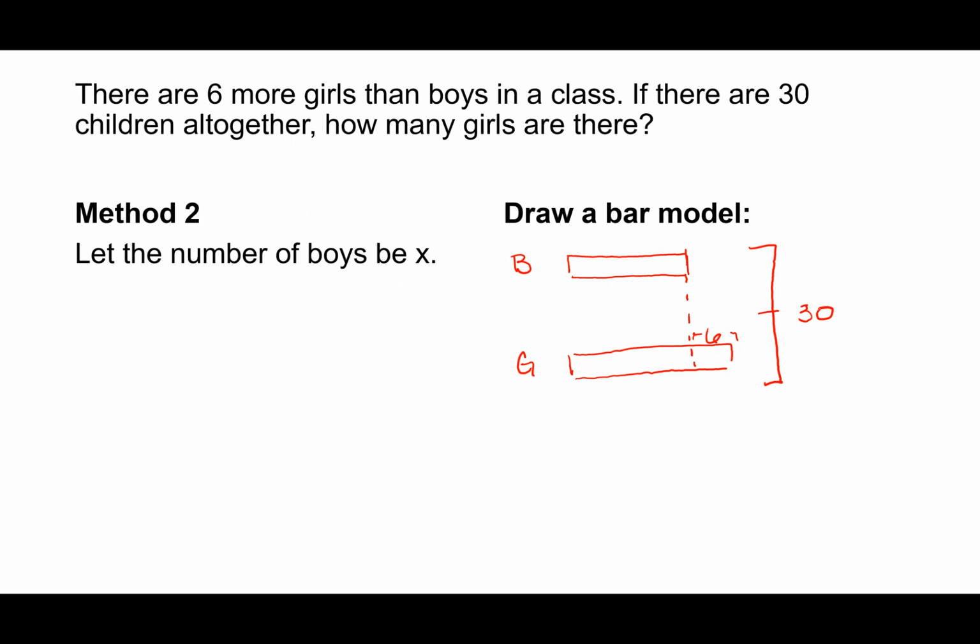But it says this time, let the number of boys be X. So we have an unknown number of boys, right? How are we going to find out how many girls there are if we don't know how many boys there are? Kylie? 30 minus 6. Okay, 30 minus 6, and that was 24, right? Then what? So I've got 24, and what does that equal, right?